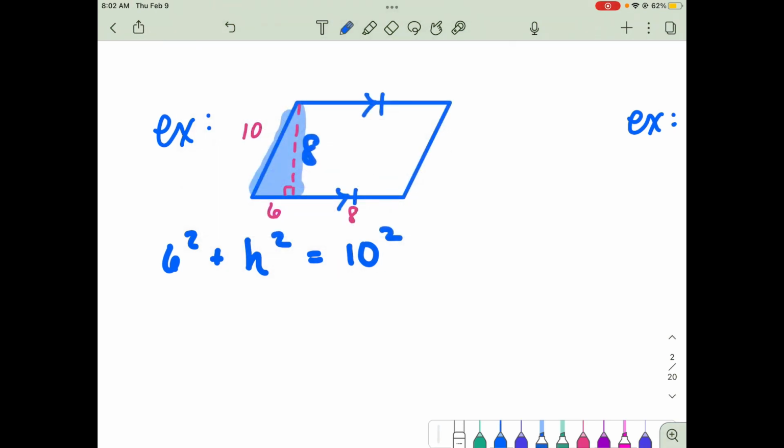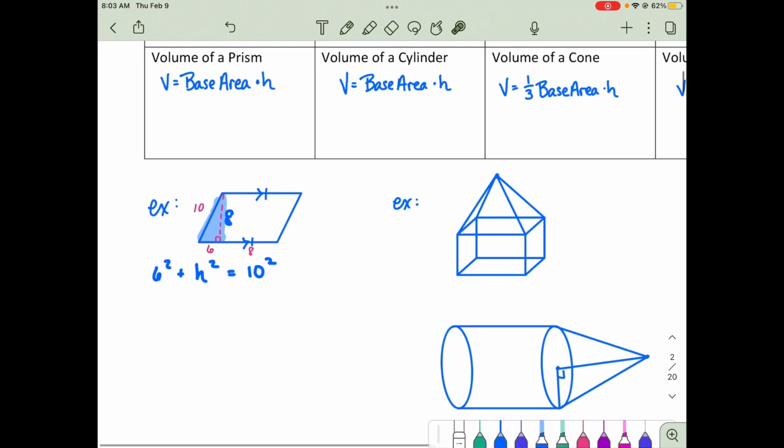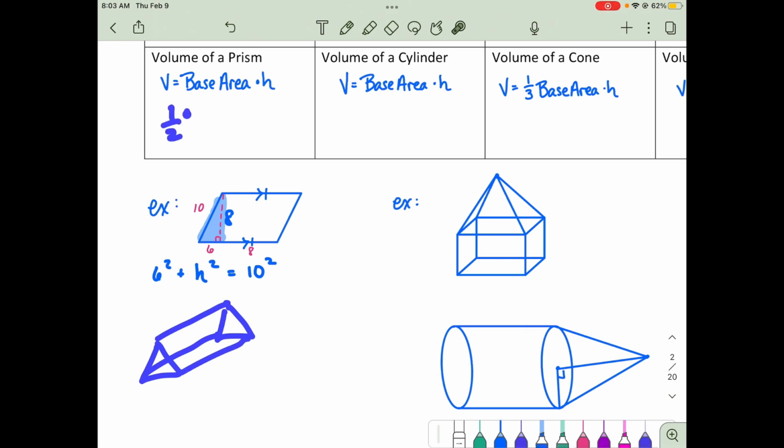All right. Now let's look at volume of prisms, volumes of cylinders, cones, pyramids, all right? So notice here, I'm not really using a specific formula for volume of a prism or volume of a cylinder, right? It's base area times height. So like if I'm looking at a prism, I could have this prism, which would be a triangular prism, which means then the base area would be 1/2 base times height of that triangle, and then times the height of the whole figure, right?